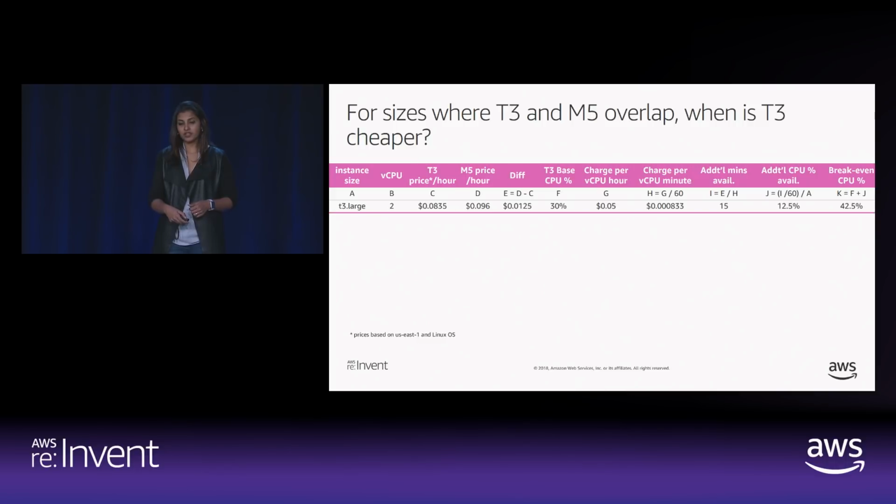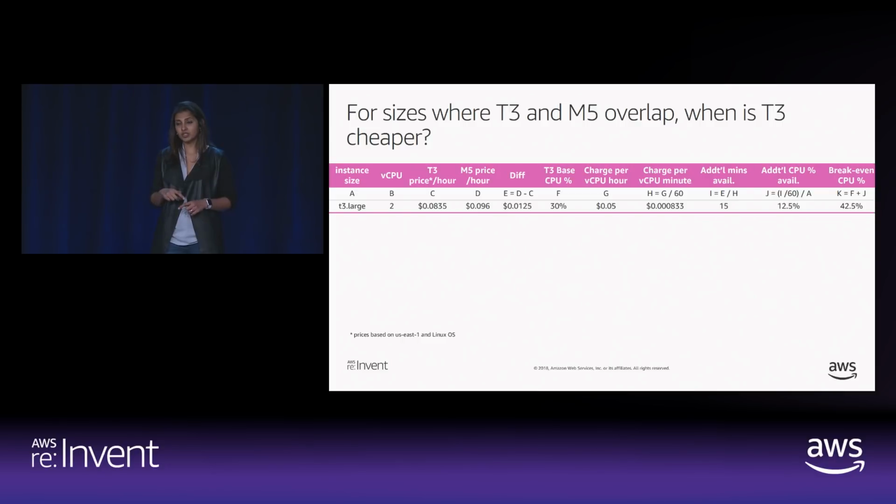So the calculation is very simple. You look at column E. It's the price difference between T3 and M5. You divide that by the price per vCPU minute, which is column I. So I is the price difference between T3 and M5 divided by the charge per vCPU minute. It gives you the number of minutes that the instance can burst at 100% CPU.